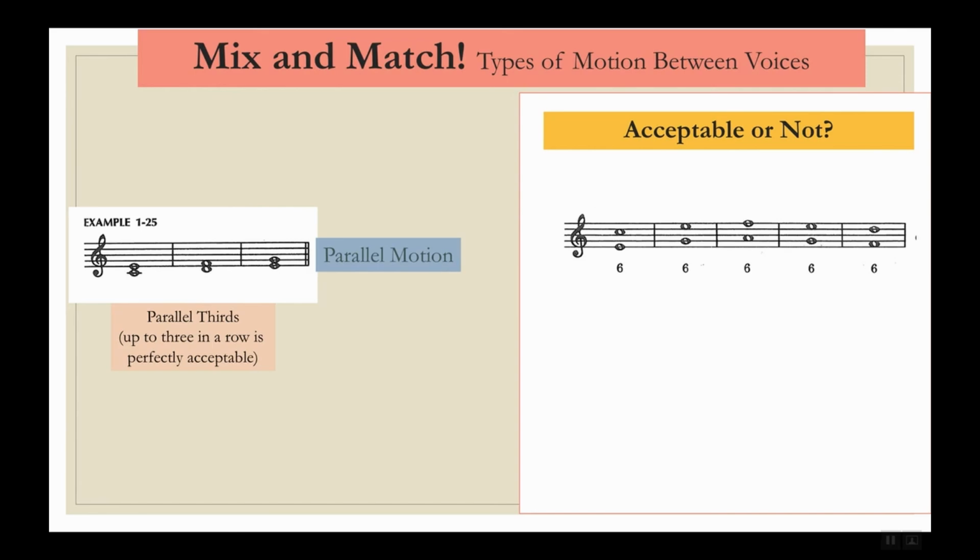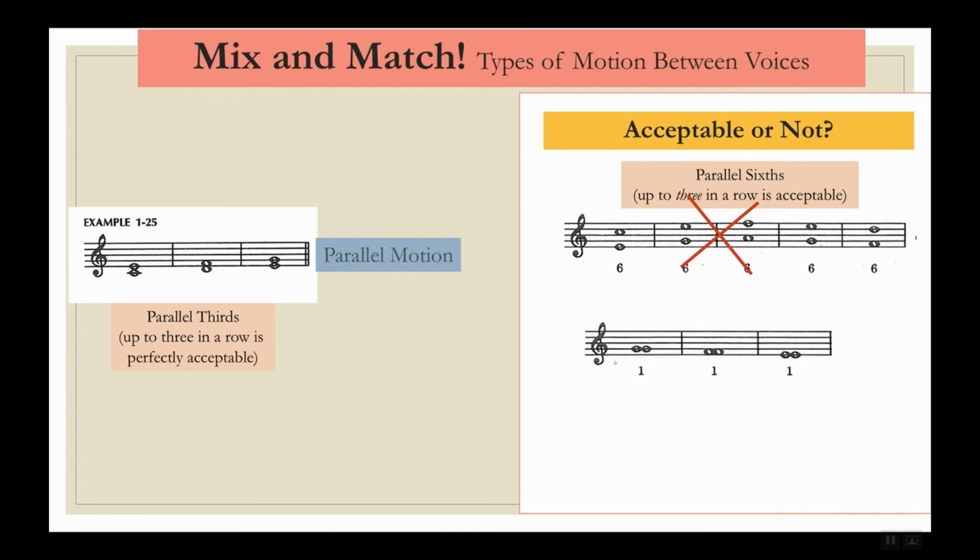Now that actually sounds quite pretty, but is not okay in species counterpoint. It's not contrapuntal enough. The voices are too similar. So you don't want to do more than 3 imperfect intervals in a row. So parallel 6ths are fine, but just only up to 3. This one?